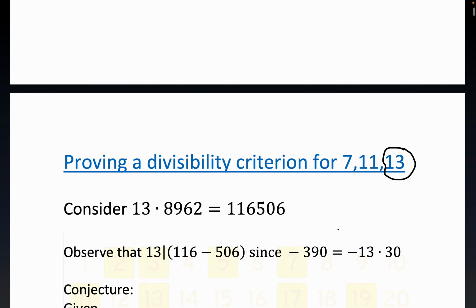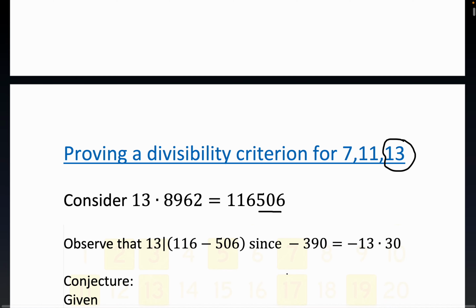Now, notice what got me interested in this is that if you take this number, which is certainly a multiple of 13, this 116,506, notice that when you subtract these last three digits from the first three digits, you also get a number that is divisible by 13. Now, is that happenstance or a fluke? Well, it turns out it's not happenstance. There's a real good reason for it. Let's move along.